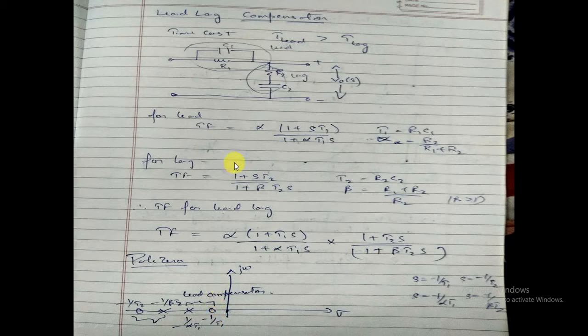So first will come the lead compensator, and in lead there is a 0 first, so 0 and then pole. Then lag comes, and in lag there is a pole first, so pole and then 0. Okay, so this is the pole zero plot.